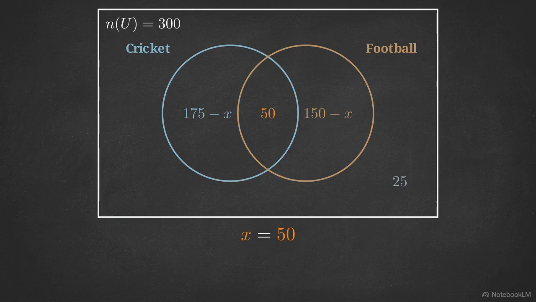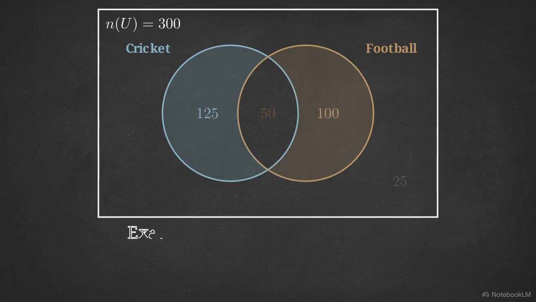The phrase exactly one game excludes both the central overlap and the group outside the circles. We are looking only at the isolated crescents for cricket and football. Substituting 50 into our expressions, we find 125 people liked only cricket and 100 people liked only football. Adding these two groups together gives us our final answer of 225 people who like exactly one game.